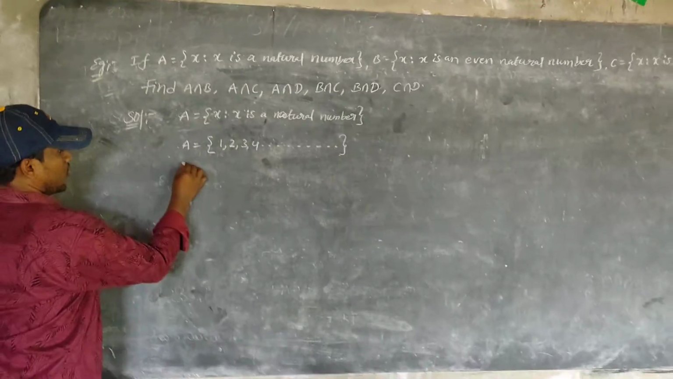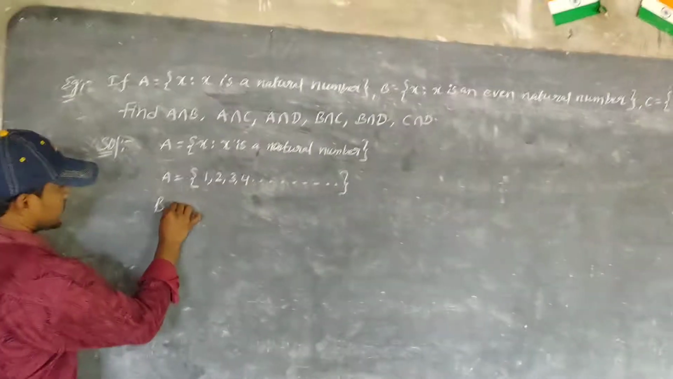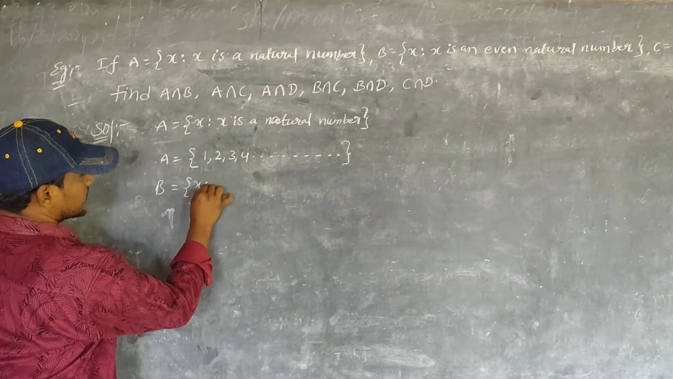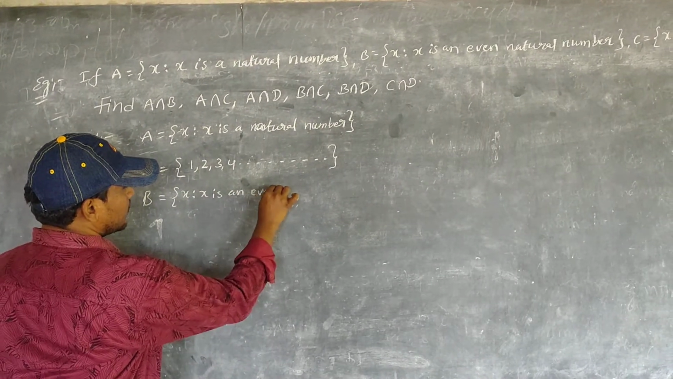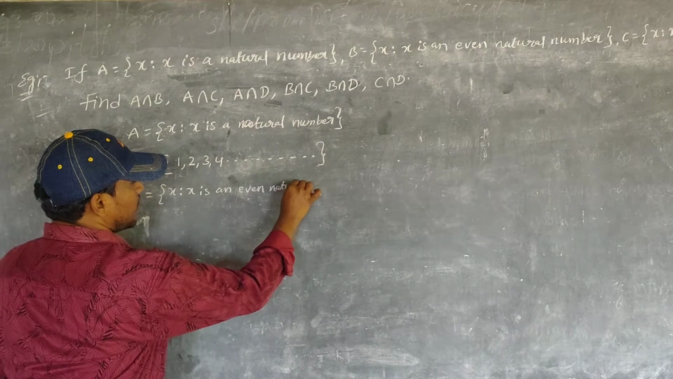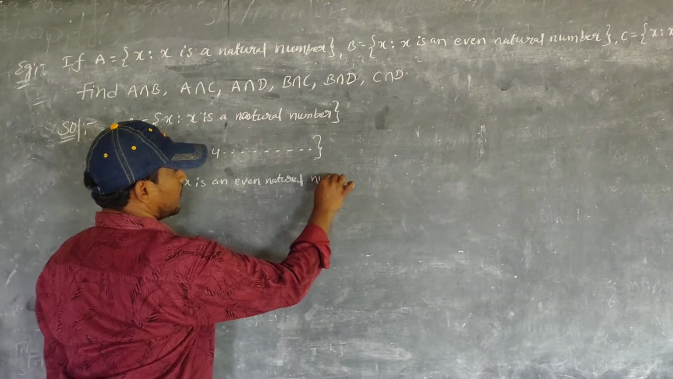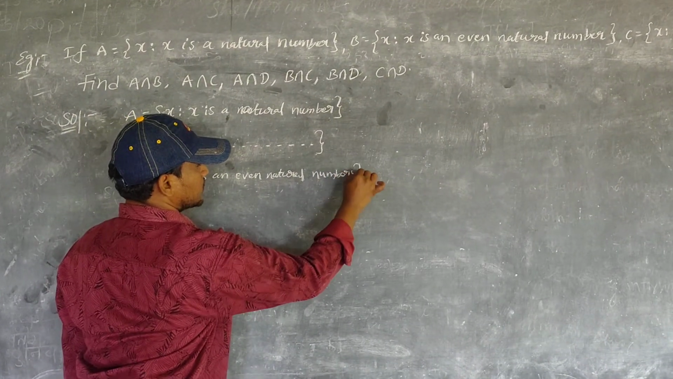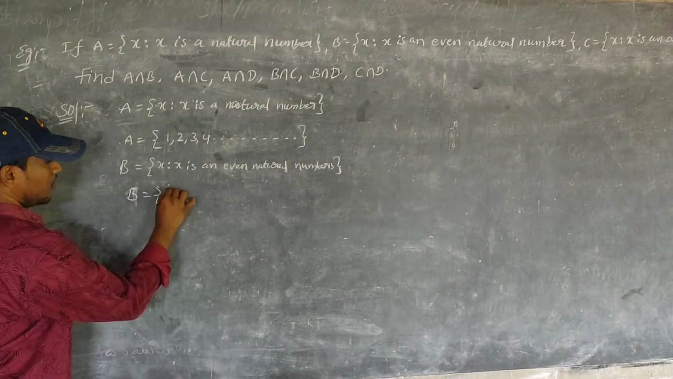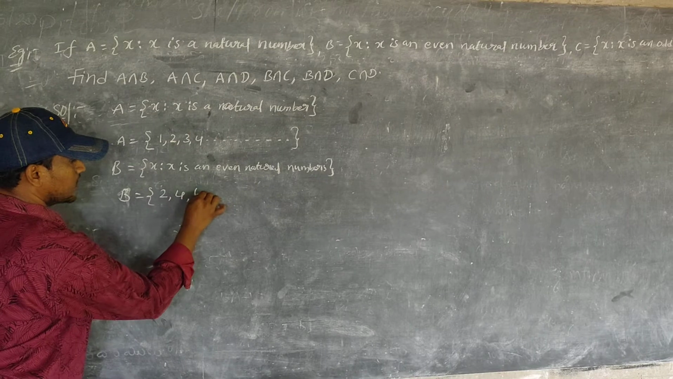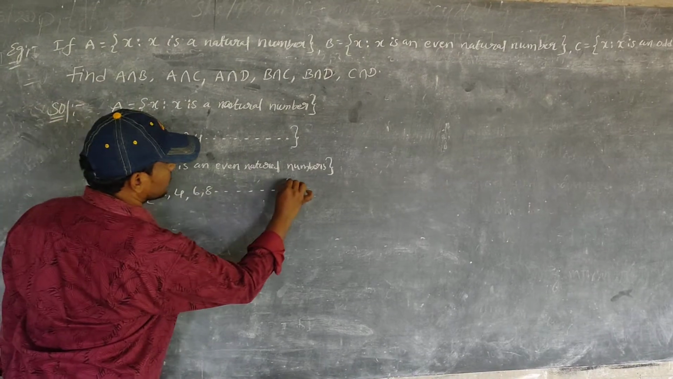Set A is given. What is set B? B is the set of x such that x is an even natural number. Write it in roster form: 2, 4, 6, 8 and so on.